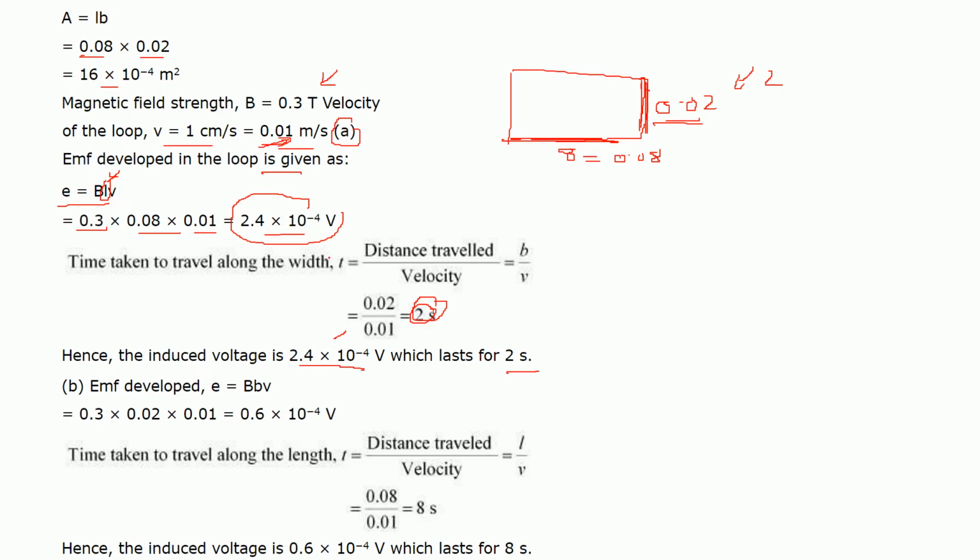The second one is the same thing we'll do, now we'll do for this side. So when induced EMF, we are talking about EMF being developed, so we take B L V, and in this case the length will be this side, which is 0.02 we'll take. So we put these values, this is the EMF being developed, but now this side has to pass. So the time taken to travel along the length, which is 0.08, we'll take distance as 0.08, velocity will remain like this, same velocity, will be L by V, which is 0.08 by 0.01. So the induced voltage of this volt will last for this many seconds.